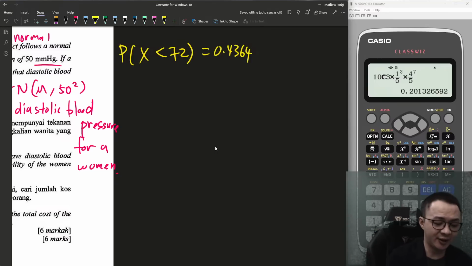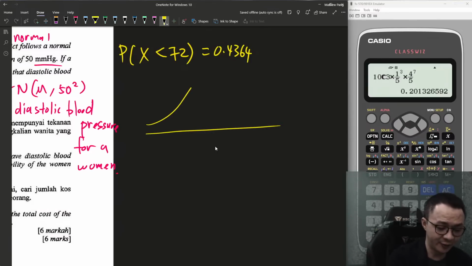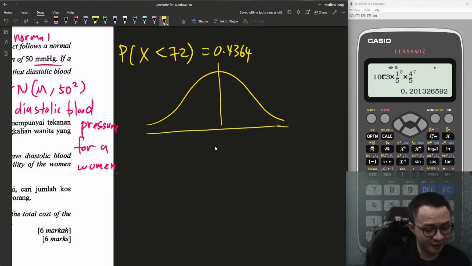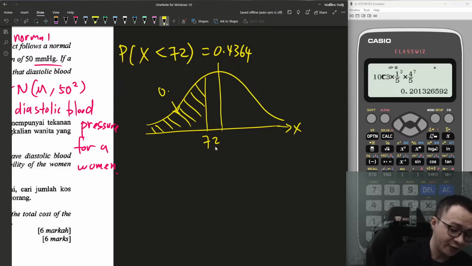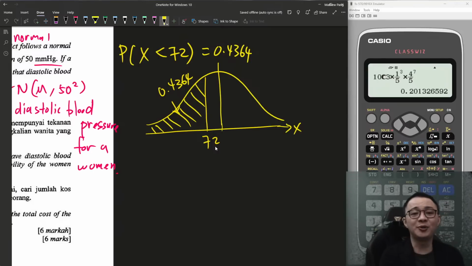Definitely we need to know the exact value. Okay, so the mean is not given, but I will just assume this one is X. Right now it's not doing Z. I assume 72 is somewhere here, because the probability here must look like 0.4364.